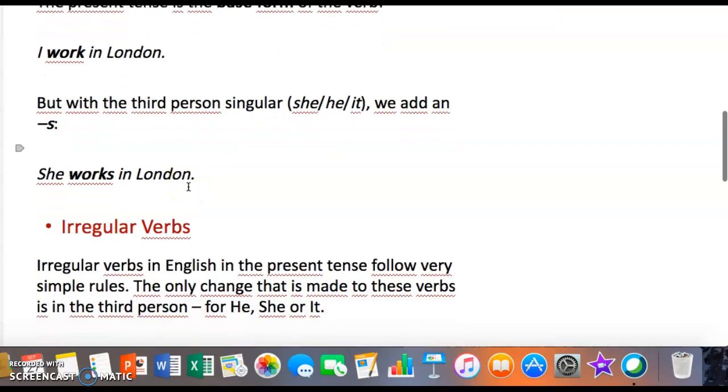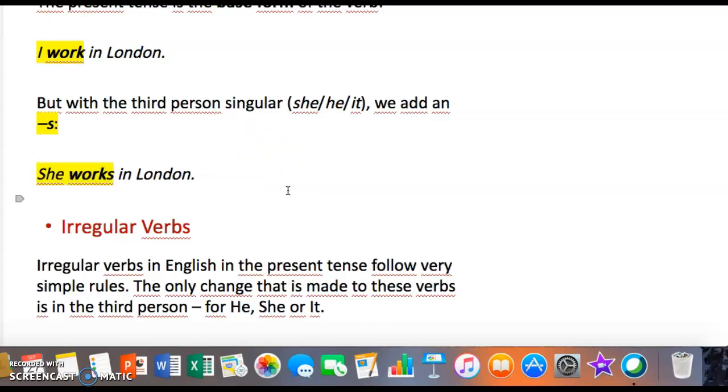However, in the third person singular, i.e. with she, he, or it, that's when we add an s, okay? So although I say I work in London, I say she works in London. Up to there, that's pretty straightforward.